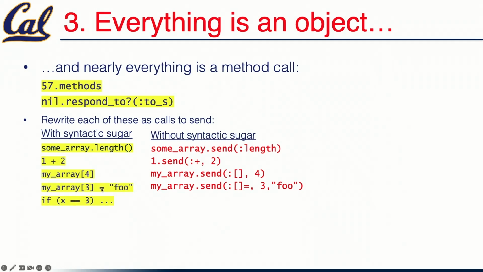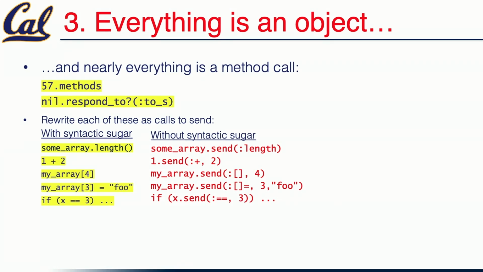Everything is an object, and everything is accomplished by calling a method on an object. Even when you do a comparison, like if x == 3, I am sending x the double equal operation with an argument of 3. And I am asking x, please compare yourself to 3.